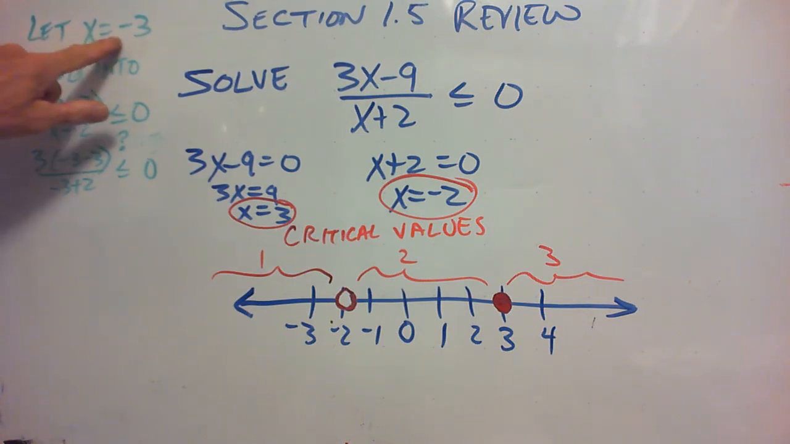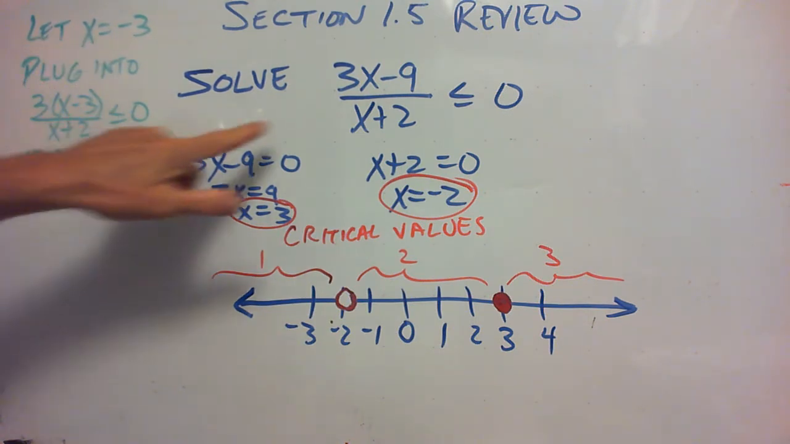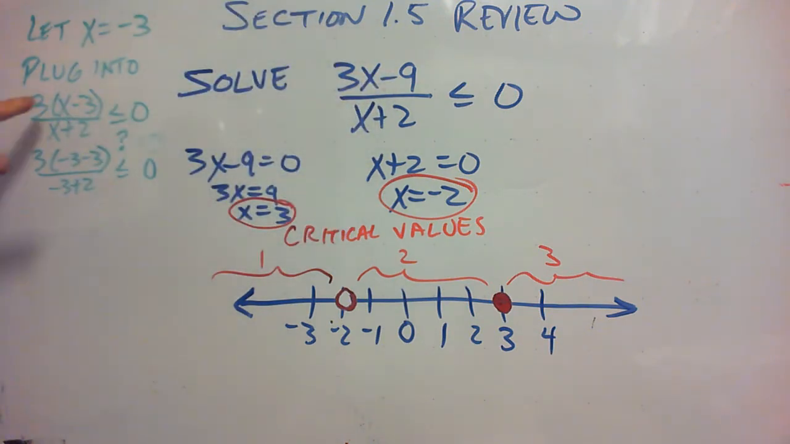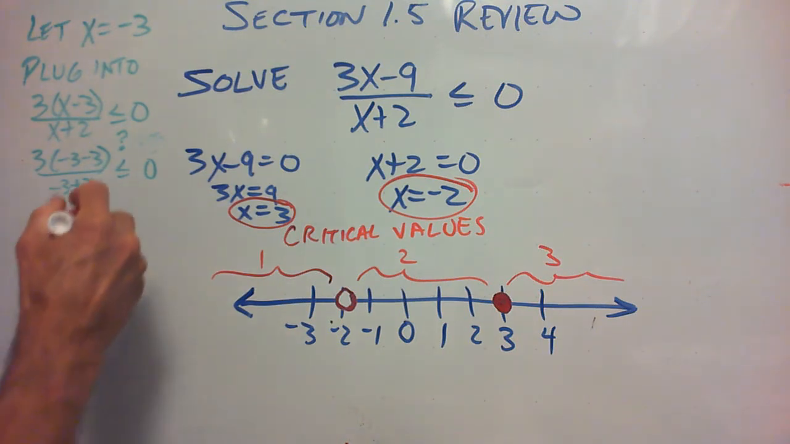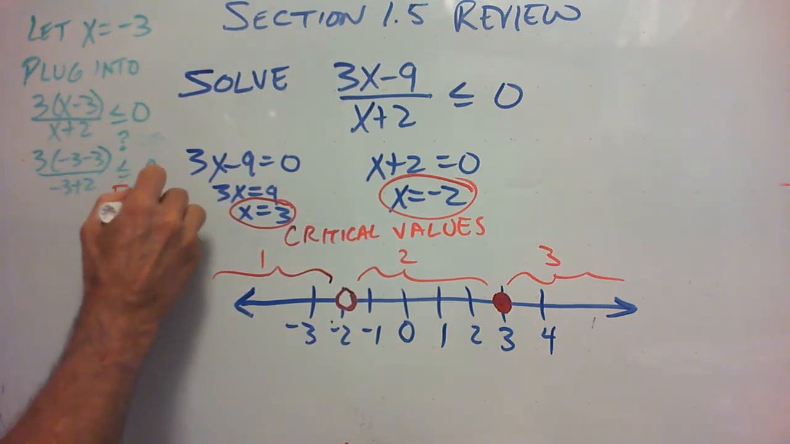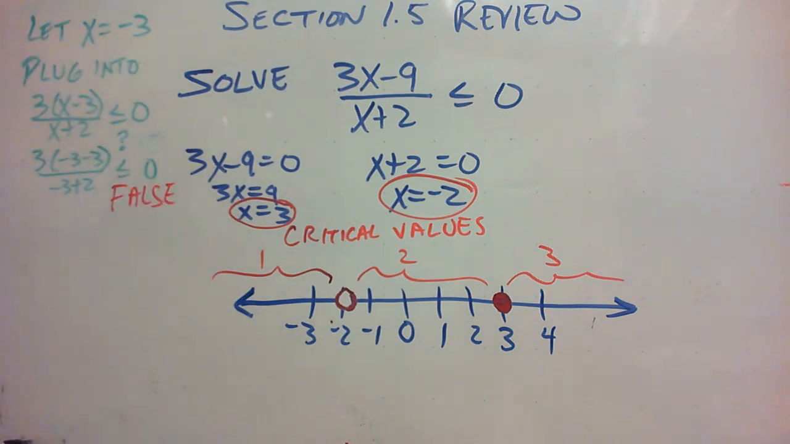So if we let x equal negative 3, we plug it into the factored form of the inequality, where we factor the 3 out in the numerator. So that gives us 3 times negative 3 minus 3 over negative 3 plus 2. So we have 3 times a negative over a negative. So we have a negative numerator, a negative denominator, the whole fraction's positive. So that's not less than or equal to 0, it's false. So the first interval does not work.